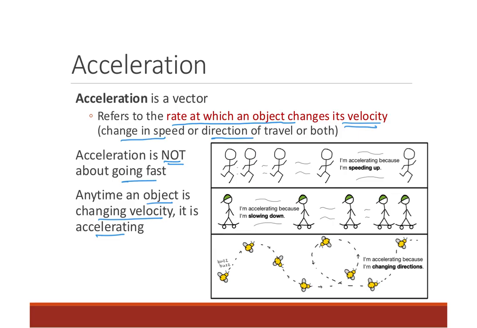This little illustration gives you some ideas where you can be accelerating because you're speeding up, so you're changing your speed, or you can accelerate because you're slowing down, because again, you're changing your speed, or you can accelerate because you're just changing directions, like going around a corner, keeping a constant speed. The fact that you're turning, if you're driving your car, for example, you are still accelerating. We're talking from the physics use of the word.